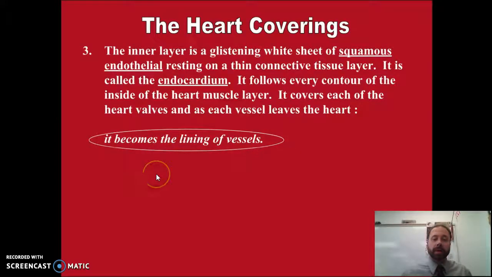Now we go to the innermost. The innermost is called the endocardium. So endo, inner, think of it that way to help you as well. And this one's glistening white, squamous endothelium resting on thin connective tissue. It follows every contour of the heart muscle. It covers each of the heart valves as each vessel leaves the heart as well. And it becomes the lining of the vessels themselves.